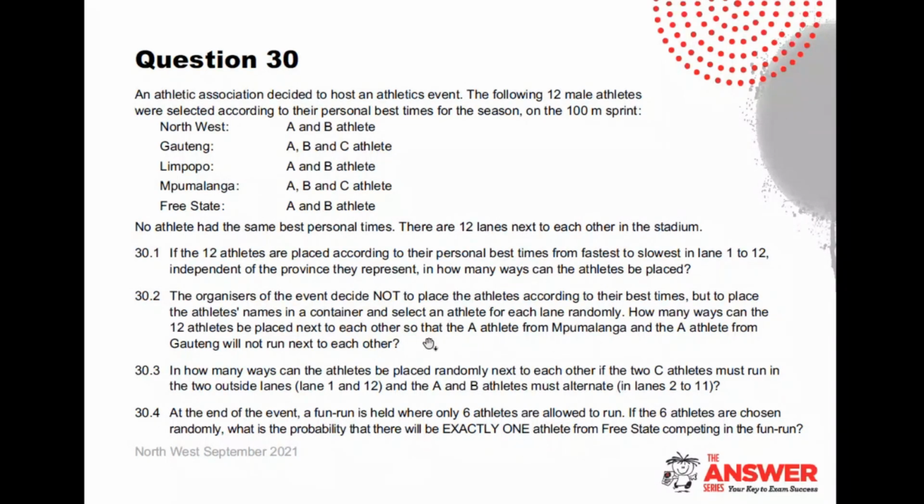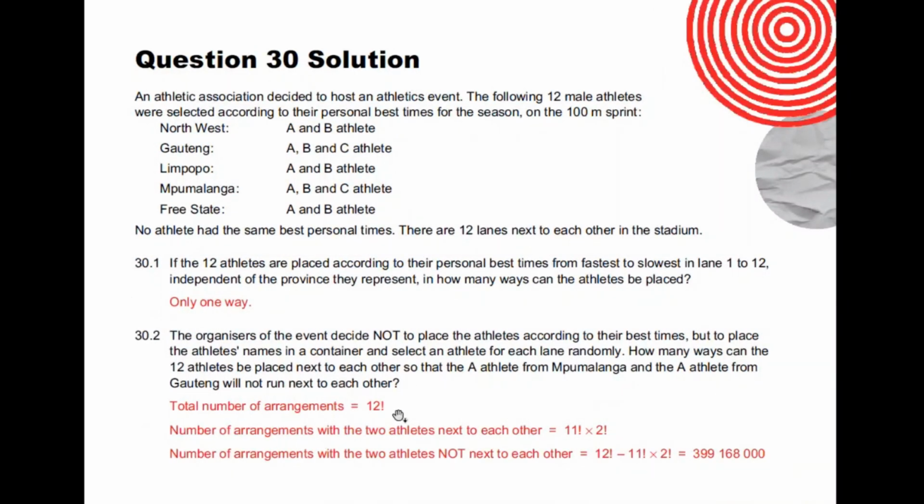So in the interest of time, and obviously you can get these slides and the recording, you can do it in your own time. Total number of arrangements: there are 12 athletes, 12 factorial. Number of arrangements with the 2 athletes next to each other: we've done enough examples with that now.